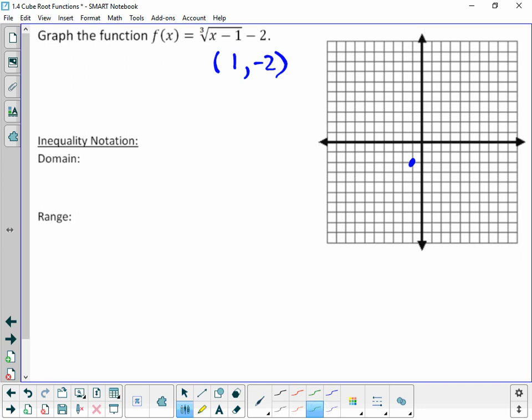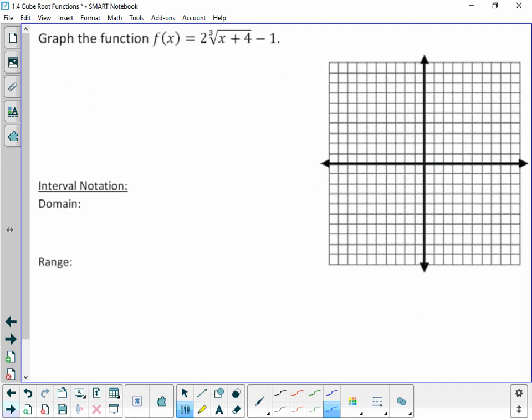So from this point, up 1 over 1, up 1 over 7. And then the other side, down 1, back 1, down 1, back 7 over 7. And there's our cube root. Domain and range are all real numbers. You can write it this way if you like a little bit more.